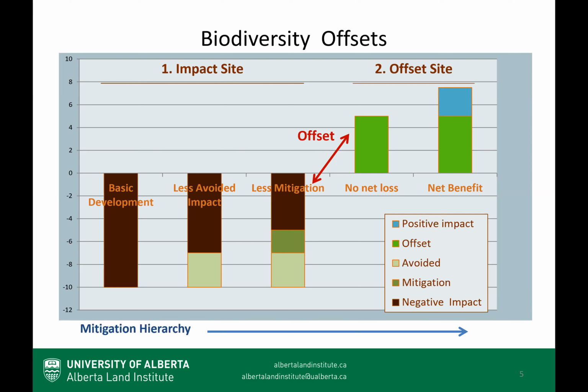And that once we have taken all reasonable measures to avoid first and then to mitigate or minimize, we are still likely to be left with some residual environmental loss. And what offsetting brings to the game is the possibility of creating a corresponding gain, probably on another site in a different location, but that will counterweigh the residual loss, such that we end up at no net loss, or as seen in the bar on the extreme right, at a net benefit situation.